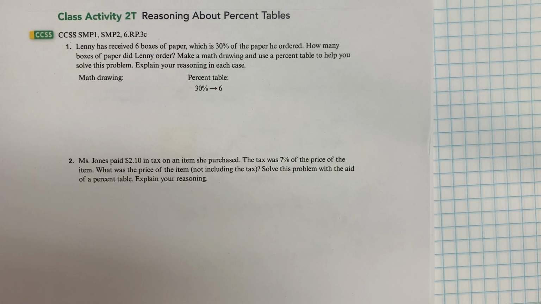But this has 2 word problems. Lenny received 6 boxes of paper, which is 30% of what he ordered. How many boxes did he order? And it says to draw a math drawing and a percent table to help you solve. And then Mrs. Jones paid $2.10 in tax on an item she purchased, and that was a 7% tax. What was the price of the item without the tax? And use a percent table.